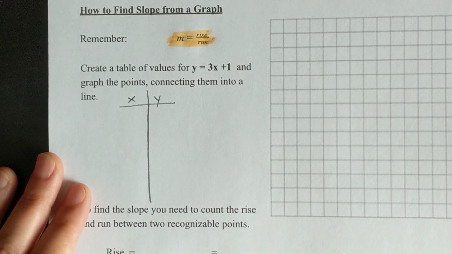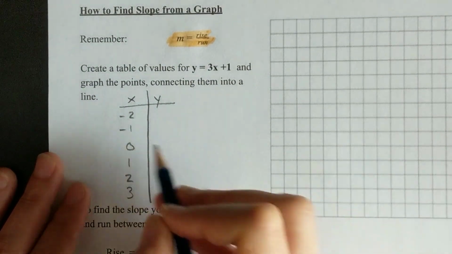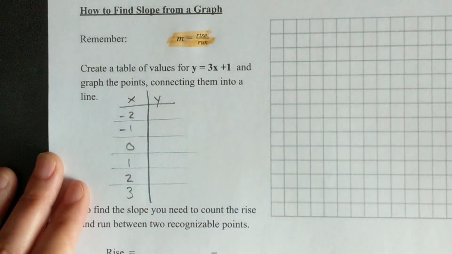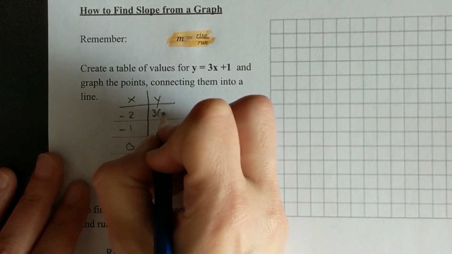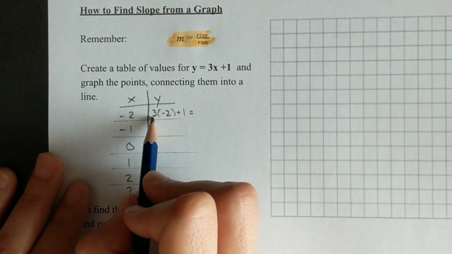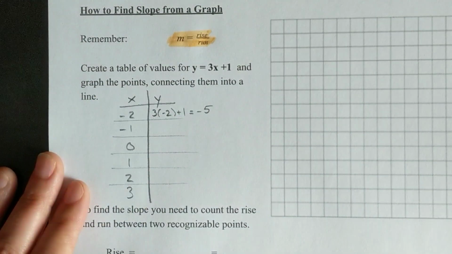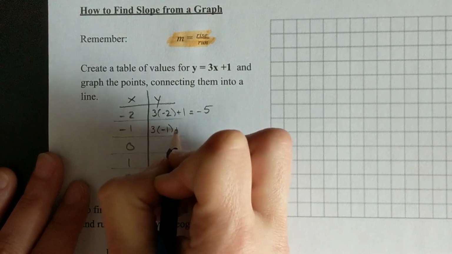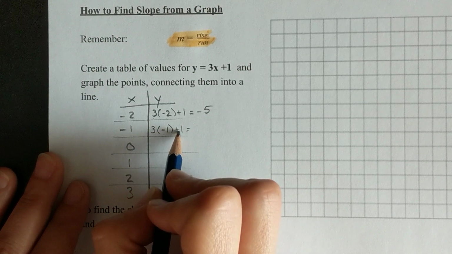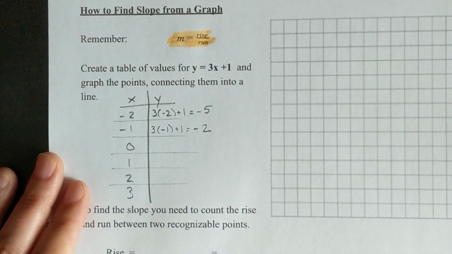I tend to pick a few negative values and a few positive values. So let's go -2, -1. Those are pretty good ones to try. Then we sub these into the equation. I'm going to show that for the first one, but not for every single one, just for the sake of time on the video. So 3 times -2 is -6, plus 1 is -5. Then you do the same thing again: 3 times -1 is -3, -3 plus 1 is -2.